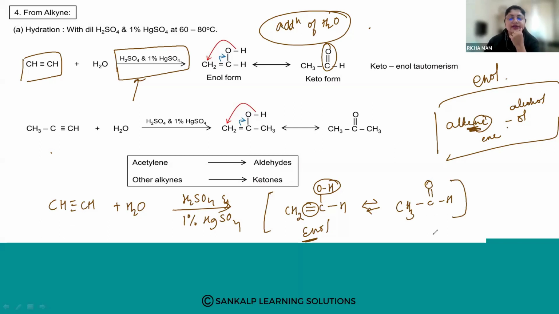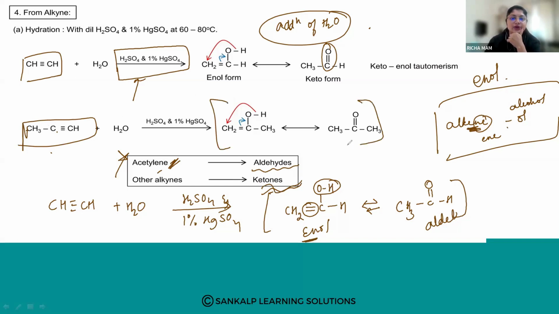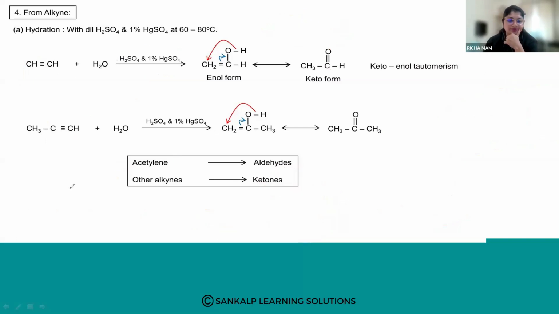So like this, you get your aldehyde. If you have acetylene, you will yield only aldehydes. Other than acetylene, if you take any triple bond compound, so here you can see, this is propyne. When you have propyne, you will get a ketone. So other than acetylene, if you take any other alkyne, you will get ketones as the product. These things you have to remember. It will undergo keto-enol tautomerism.